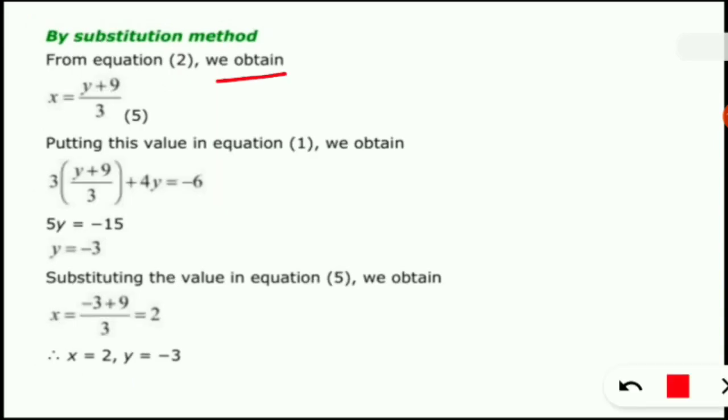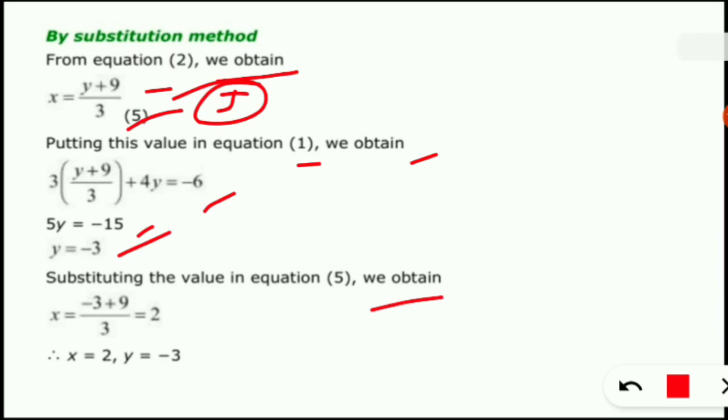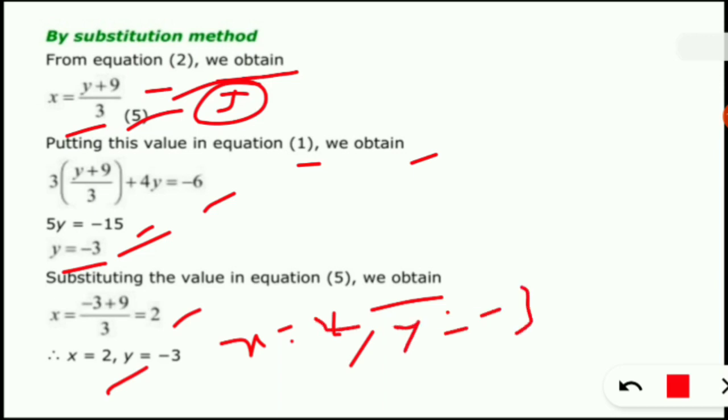From equation 2 we obtain x equals y plus 9 divided by 3. This is equation 5. Putting this value in equation 1 we obtain 3 into y plus 9 divided by 3 plus 4y equals minus 6. After simplification, 5y equals minus 15, so y equals minus 3. Substituting the value in equation 5, we get x equals minus 3 plus 9 divided by 3, so x equals 2. Therefore the value is x equals 2 and y equals minus 3. Clear?